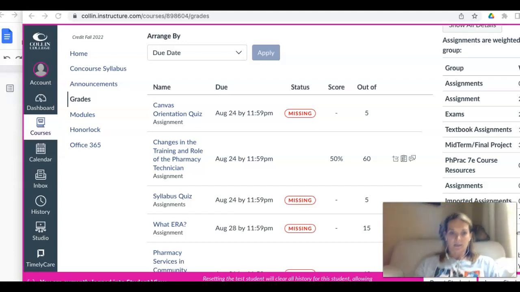Hello everyone. I wanted to take an opportunity to talk about the discussion post that I graded today. Here on the screen you're seeing right now grades, and this is just a test student, so it's nobody's grade. But I wanted to show you guys a couple things about a discussion post.